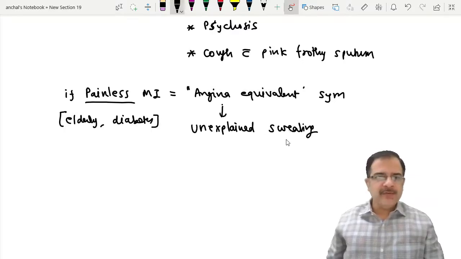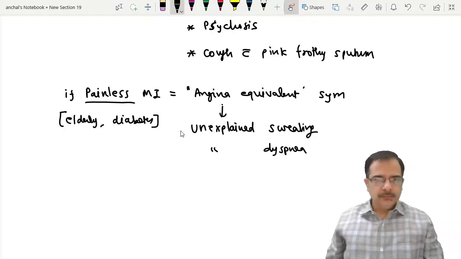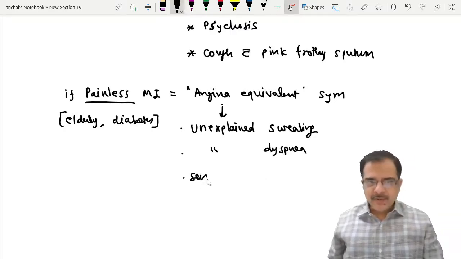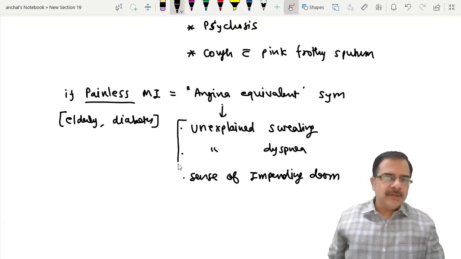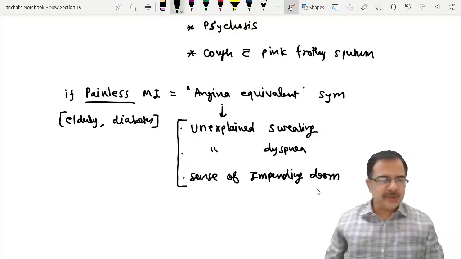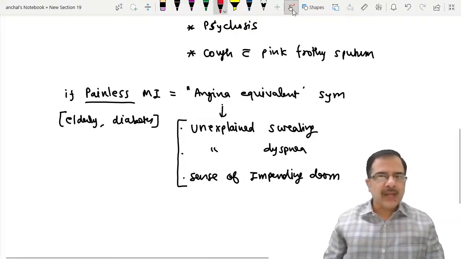If sugars are okay, then we will ascribe it to be unexplained and could be a myocardial infarction symptom, or unexplained dyspnea, or the patient has a sense of impending doom. These will be suggestive of angina equivalent symptoms in cases of painless MI. Now come to the physical examination.